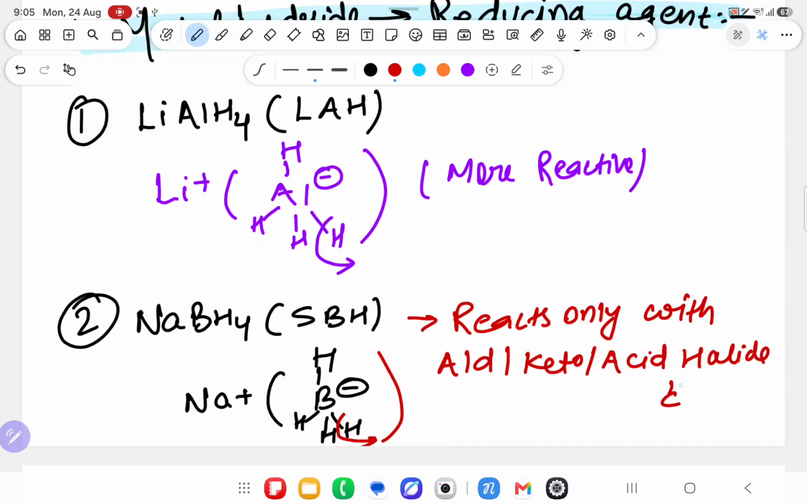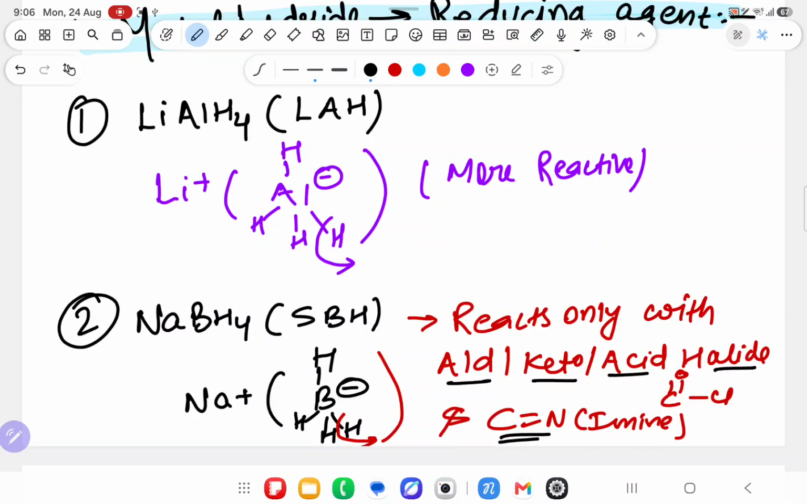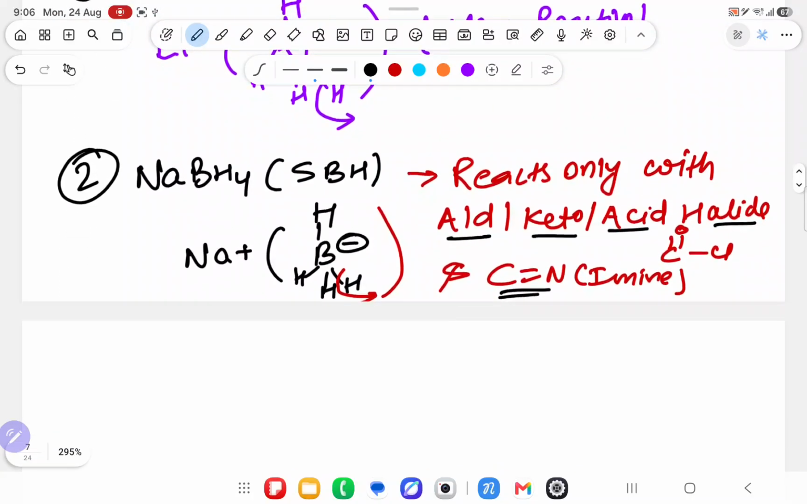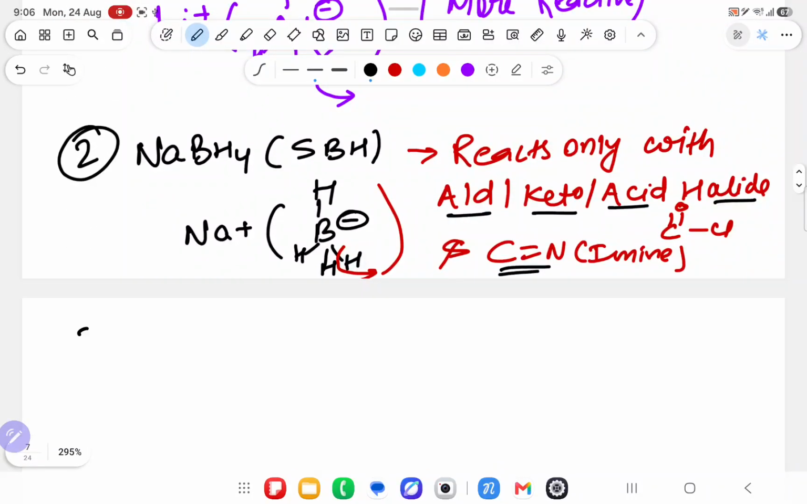Acid halide is C double bond O Cl, and C double bond N is known as imine. Rather than that, it will not react with anyone. This is fixed, totally fixed. These four only it will react: aldehyde, ketone, acid halide and imine, C double bond N. Remaining it will not react. It also has lots of hydrogen source.